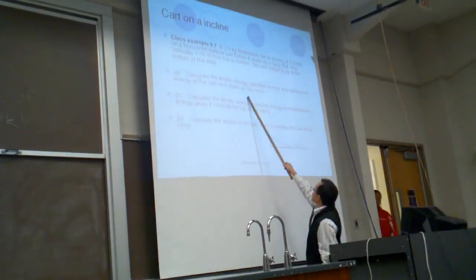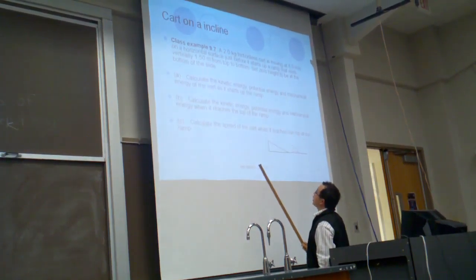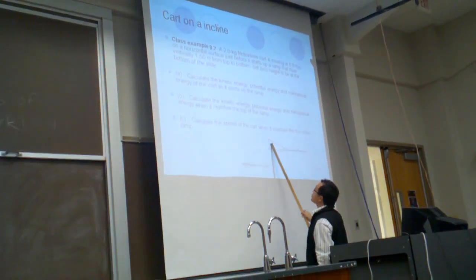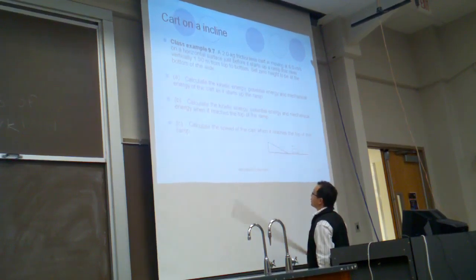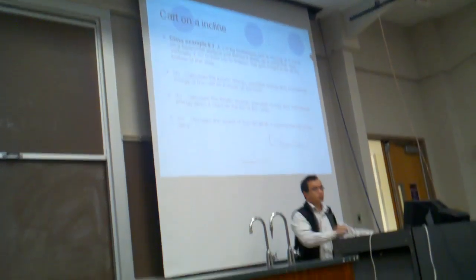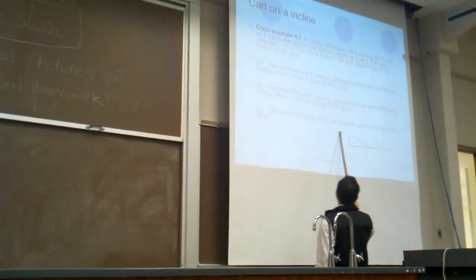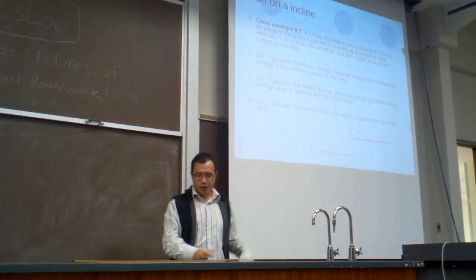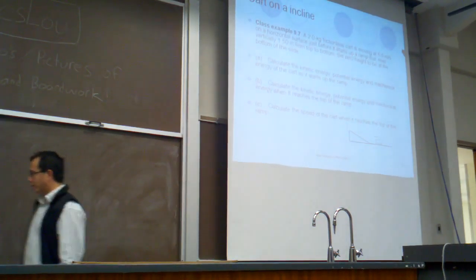Okay. We want to calculate the kinetic energy, potential energy, and mechanical energy of the cart as it starts up the ramp, and also calculate the kinetic energy, potential energy, and mechanical energy when it reaches the top of the ramp. By the way, we also calculate the speed of the cart which reaches the top of the ramp. In fact, our final goal is just to calculate that speed, and I break it into many small steps.